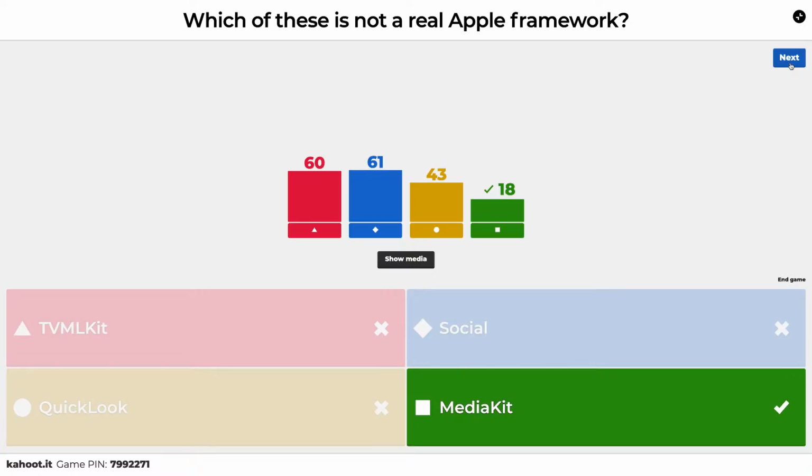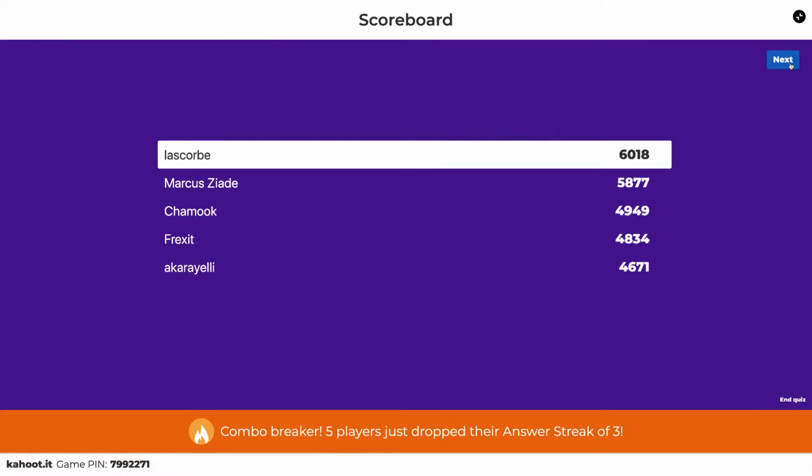Oh, disaster. It is indeed Media Kit. TVML Kit was from iOS 12, I believe, to bridge TVML with UIKit. Social was introduced in iOS 6 for doing the early Twitter, Facebook stuff, and it's still there. Quick Look is a brilliant framework, although not so much in SwiftUI, and Media Kit is totally fake. I made that one up. Shame. And, oh, well done, Lewis. Good job. Marcus, Aiden, Jamuk, and Frexit are still up there at the top 5.